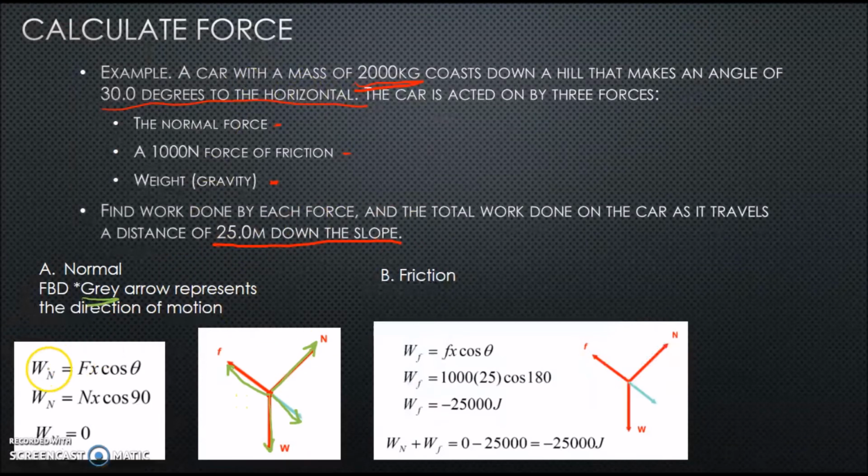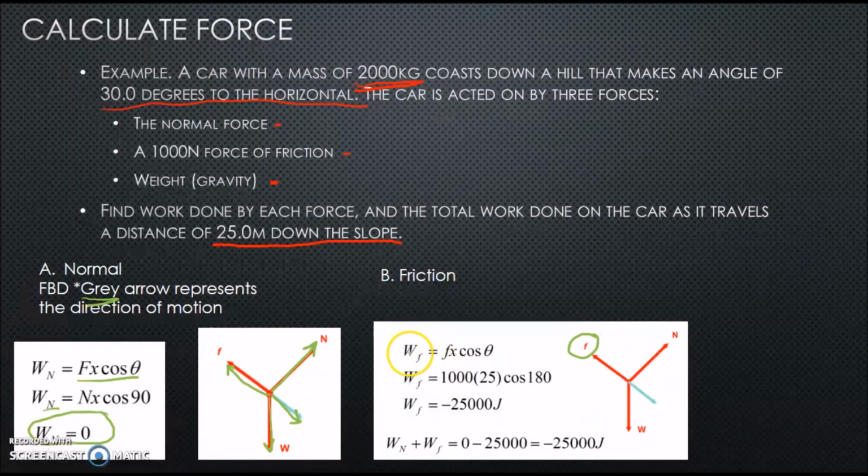So how we do that is we can use the Fx cosine formula. We plug in what we know, which is the 90 degrees and the weight of the force in the newtons, and we're going to get the work of the normal force equals 0. Next is going to be the frictional force. So again, the frictional force is going to be that lowercase f.